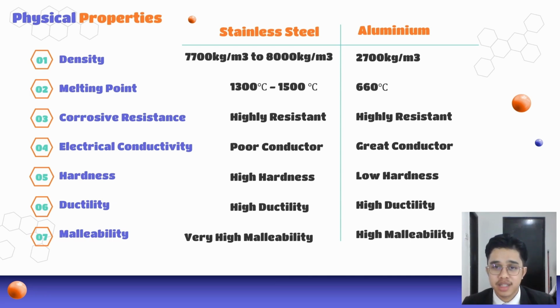For the malleability of stainless steel, the composition of chromium and other properties increase its malleability, making it very high. For aluminium malleability, the flexibility and plasticity improve the malleability of aluminium, and it can be molded into any shape without losing its hardness.